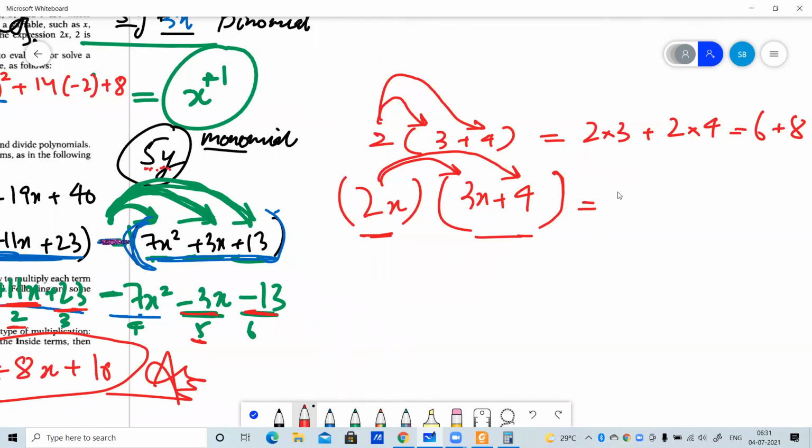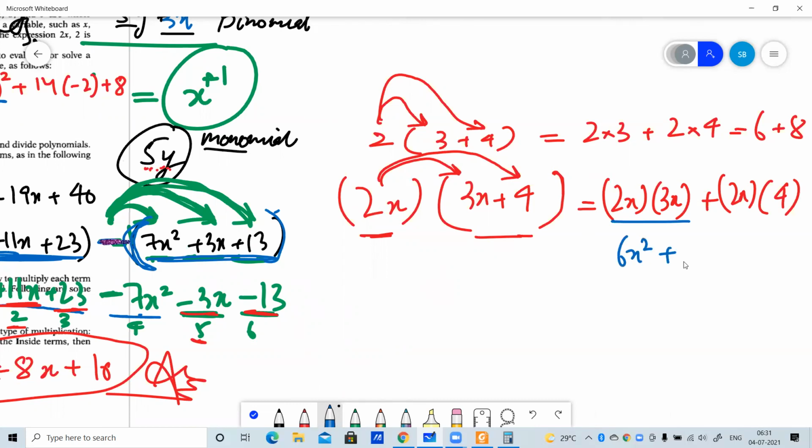So 2x times 3x will be 6x squared, plus 2x times 4, 8x. So that is the multiplication of the polynomials. Now let us take binomials and binomials. For example, 2x plus 3 multiplied by 3x minus 2.